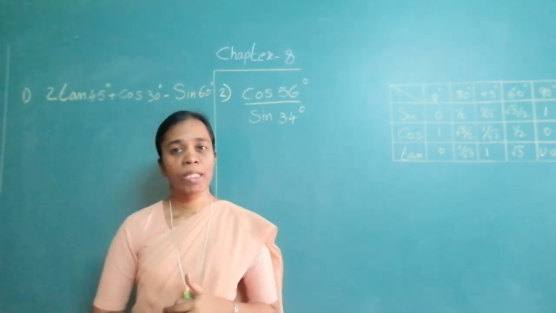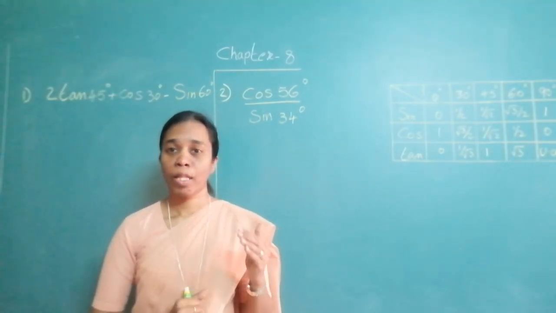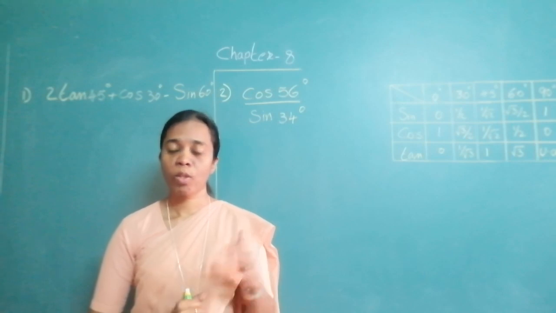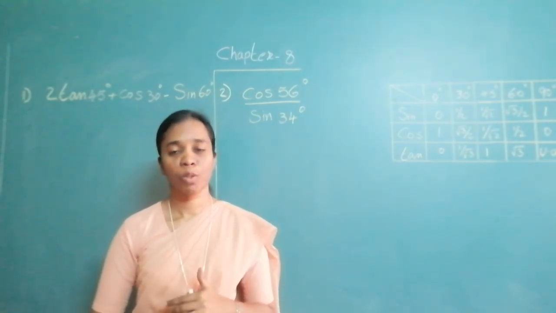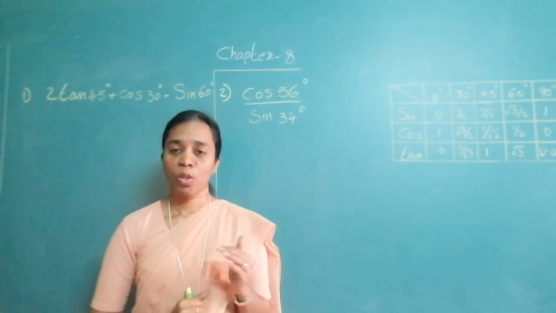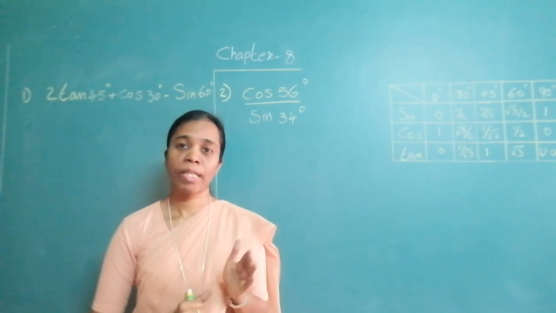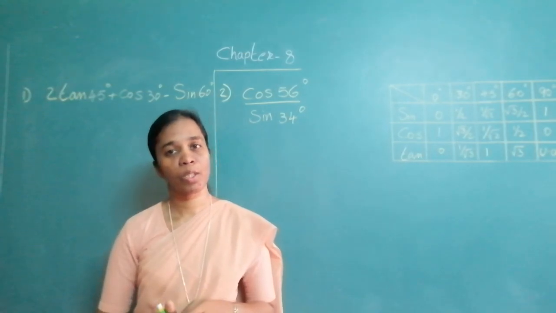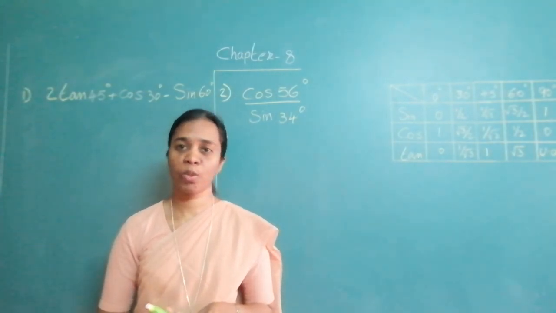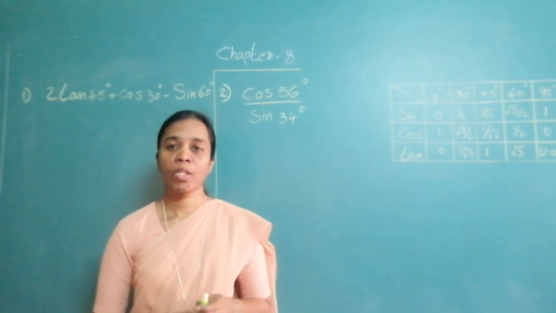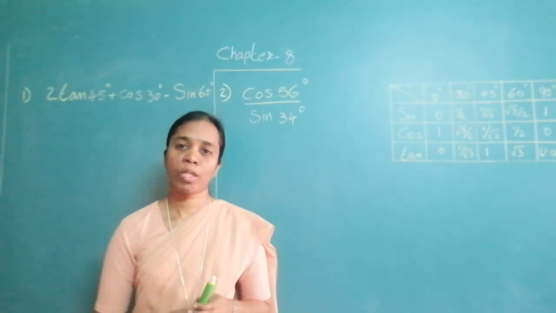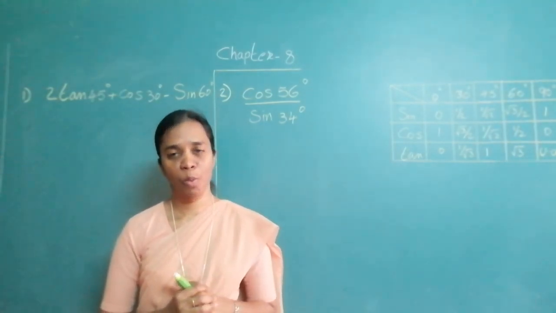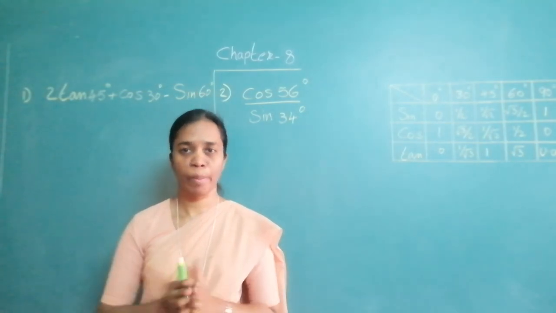Then we also had seen sin upon cos is equal to tan, cos upon sin is equal to cot, cot theta into cot(90 minus theta) is equal to 1, tan into tan(90 minus theta) is equal to 1, tan into cot is equal to 1. Then we have seen the last one, sine square theta plus cos square theta is equal to 1. These are the formulas which we have to learn by heart.